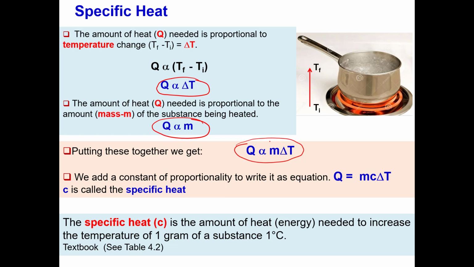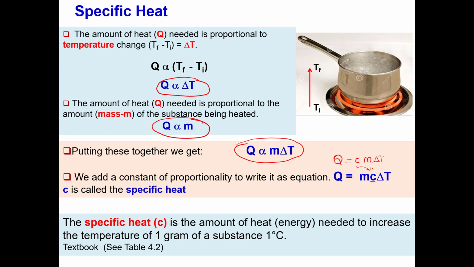If we want to write this proportionality as an equation, we need to introduce a constant of proportionality. This constant of proportionality is called the specific heat. Usually in the books they write it in the middle. C is the constant of proportionality and is called the specific heat.